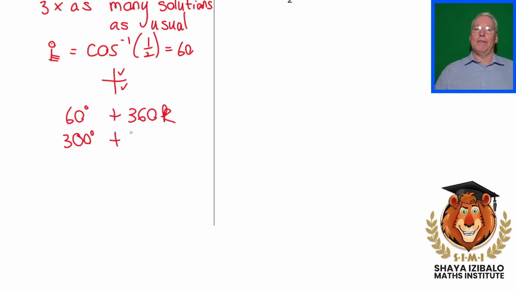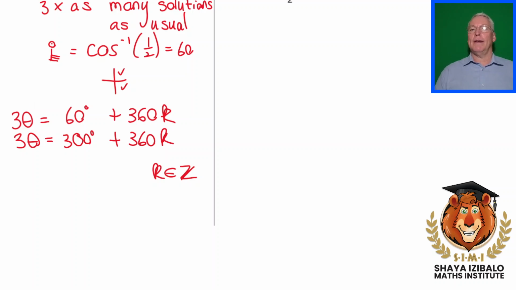And so could this one be plus 360k. And both of these are k, an element of the integers. Okay, now, just be careful. That's not theta. That is, in fact, 3 theta. And this is where our extra solutions are going to come from. Because this 3 theta, when we divide through by 3, instead of adding 360k, we're going to add 120k.